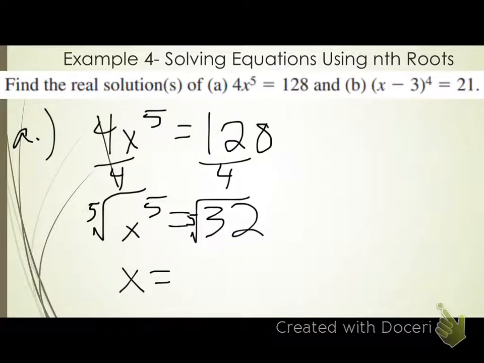Okay, now I've got to figure out what the 5th root of 32 is, or 32 to the 1/5 power, or what number times itself times itself times itself times itself gives me 32. What is it? 2. Do I need to put a plus or minus in front of it? Yes. No. Which one is it? Yes, because if you have a negative, the answer's going to be.